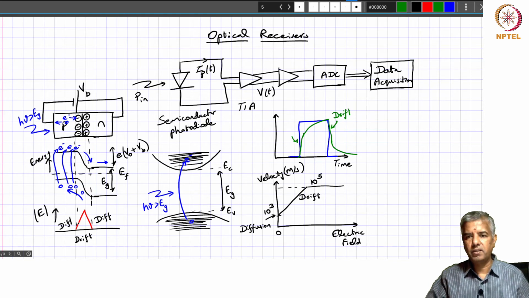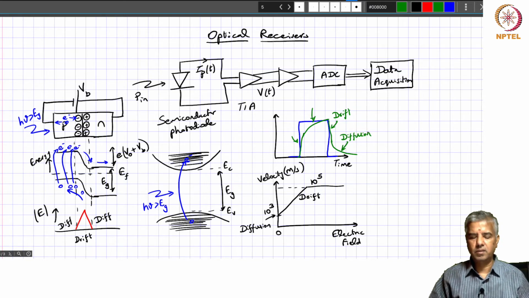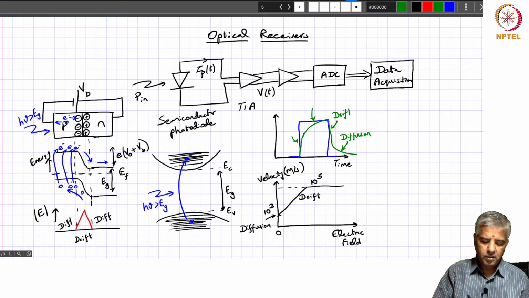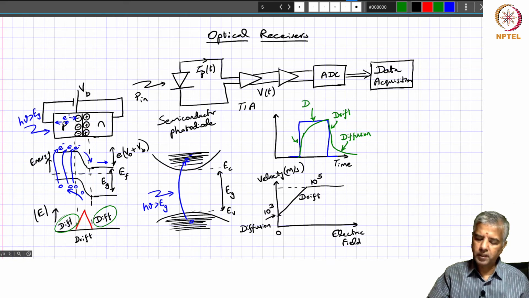because those carriers which are under the influence of drift will actually go out to the external circuit first. Okay, so that actually creates this initial signal, initial photocurrent, and these regions, which are relatively slower, that's because of diffusion. Okay, all these events over here, wherever diffusion is happening, those will constitute a relatively slow component. So this is once again diffusion, this is drift.